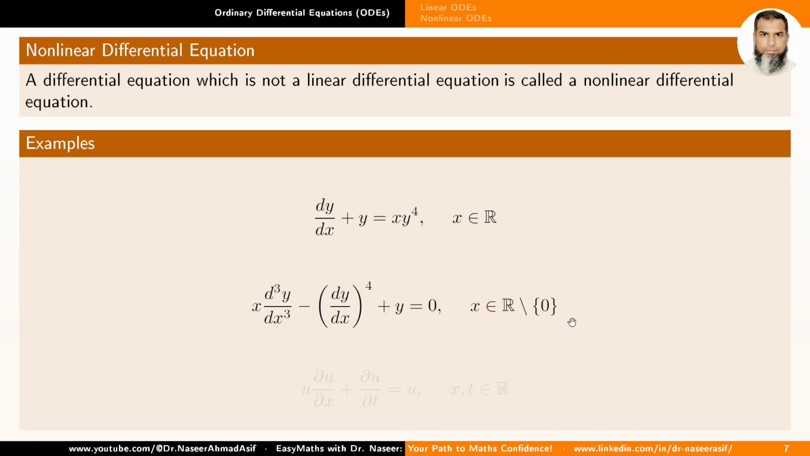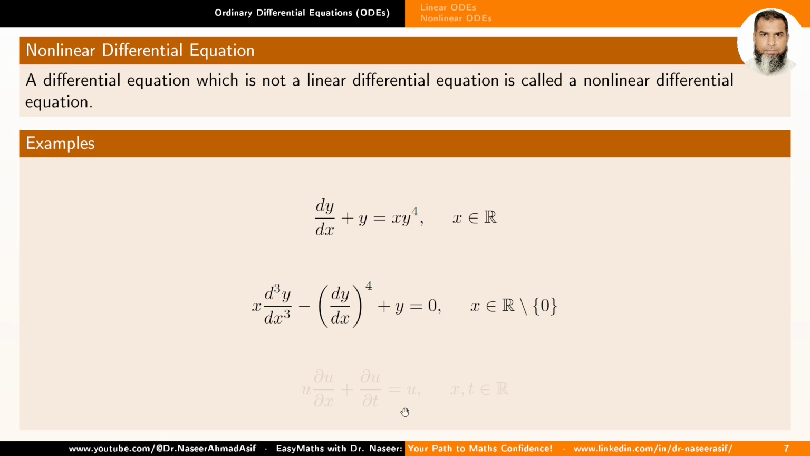We'll see another example. This is x d3y by dx cube minus dy by dx exponent 4 plus y is equal to 0. This equation has two variables x and y. This is the third order derivative of y with respect to x. This is the derivative of y with respect to x, but this has exponent 4. So this is a nonlinear term. So this is a nonlinear differential equation.